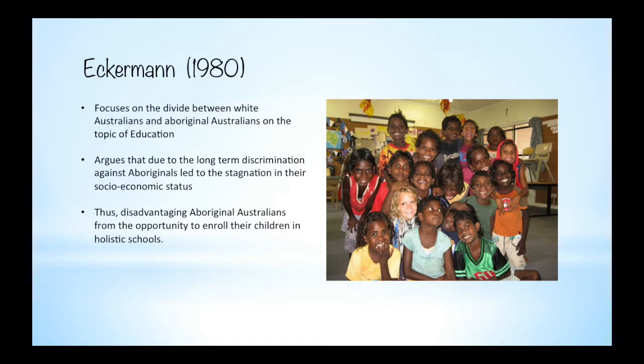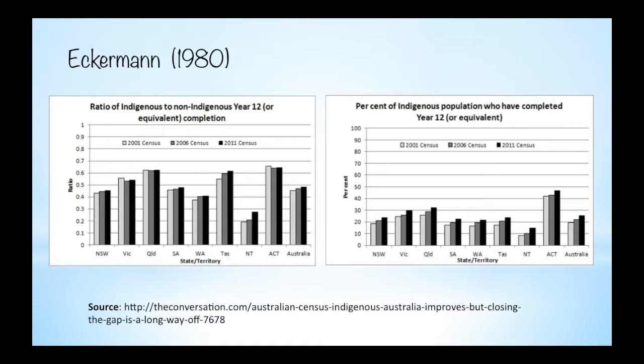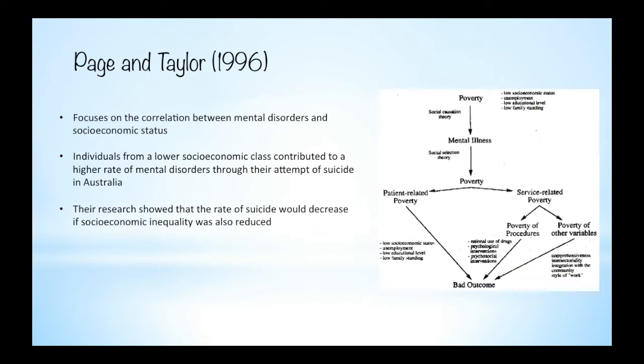holistic schools. This graph shows the rate of Indigenous to non-Indigenous Australians who have completed Year 12 in the Australian education system. As you can see, the graph shows that the rate of Aboriginal Australians who have completed Year 12 is much lower than the national average.